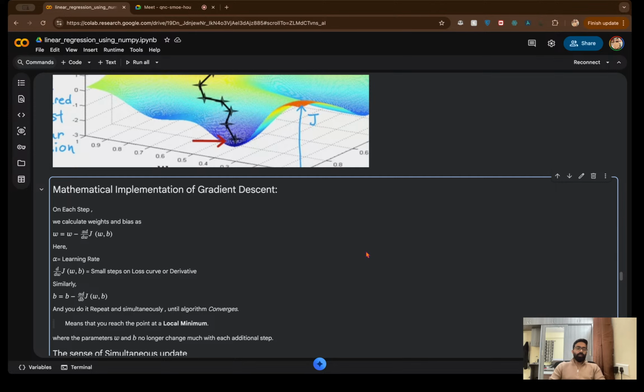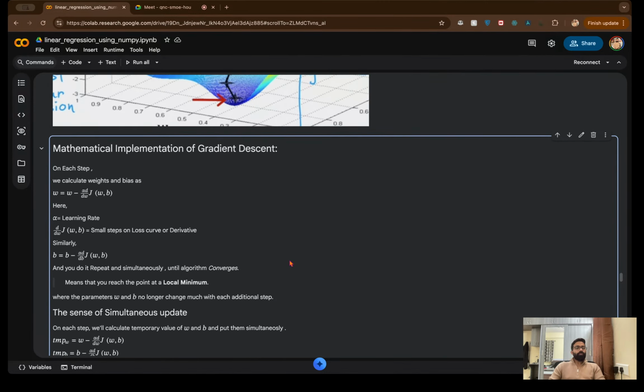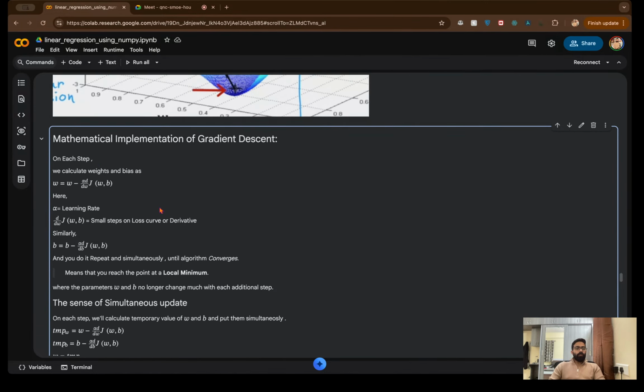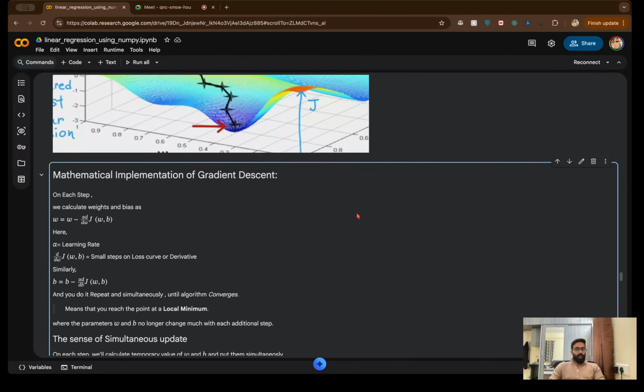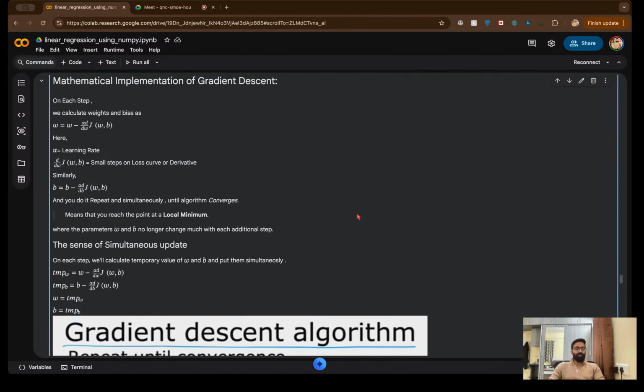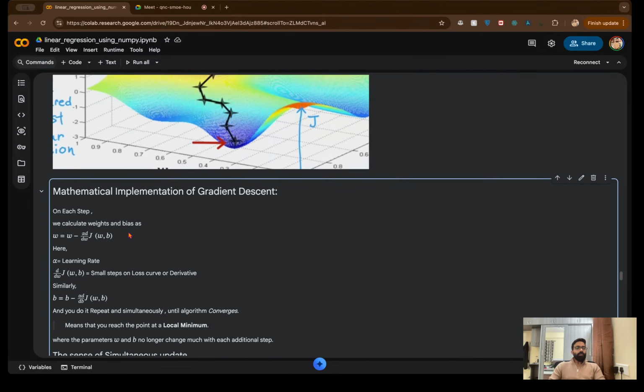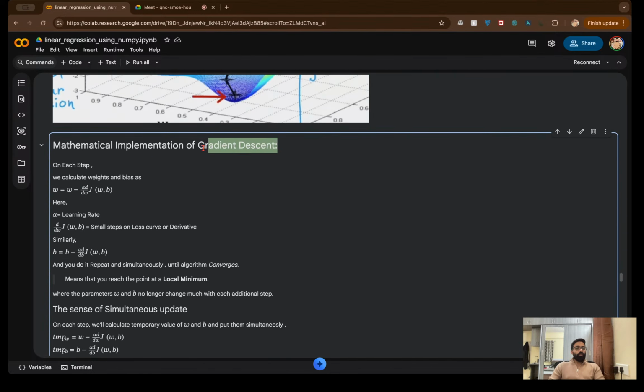Oh, sorry guys. Okay. Now, mathematical implementation of gradient descent. On each step, now you need to focus, Simran. Don't lose the focus because we have come so far. This is where the main part comes.